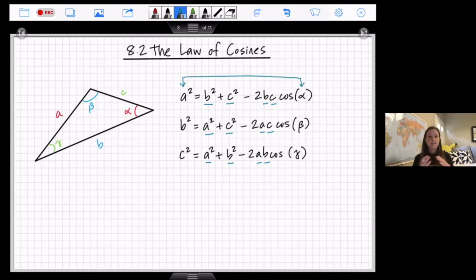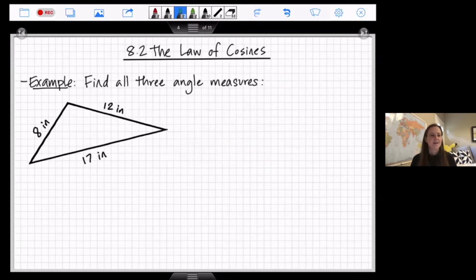So a belongs to alpha, it shows up in the cosine. Likewise, if we start off with b over here on the left, its angle shows up in the cosine in the formula. If I start off with c squared on the left, then gamma shows up in the cosine on the right. All right, so let's practice this on an example.